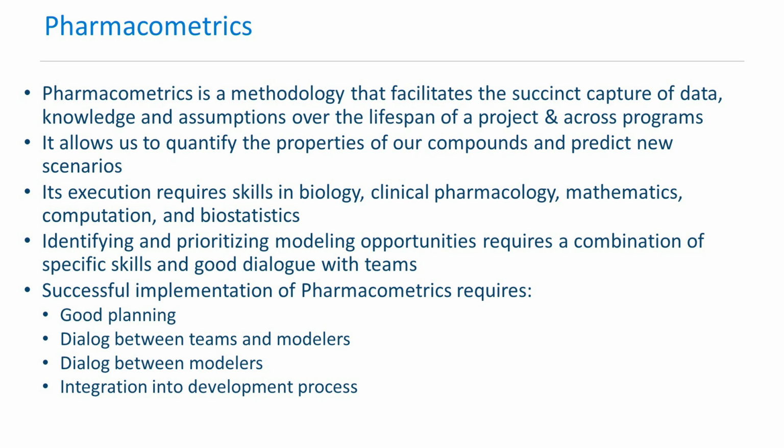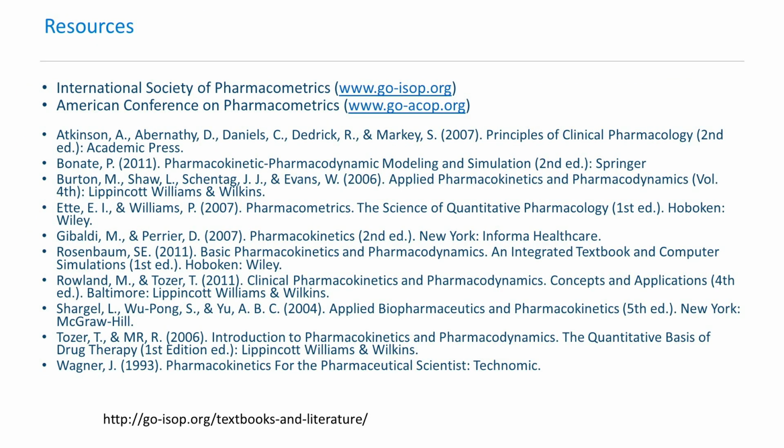Successful implementation of pharmacometrics requires planning, dialogue between teams and modelers and between modelers. So there are sometimes technical issues that are difficult to solve, and we have a wonderful modeling community out there that can help us solve these problems. And of course, integration into the development process. I'm not going to go through this slide, but I've prepared some resources for you. Most of these have come from the International Society of Pharmacometrics. They have a page that has a listing of textbooks and literature, but I strongly recommend, if you're interested, to please check out ISOP as well as ACOP, which is our annual conference.